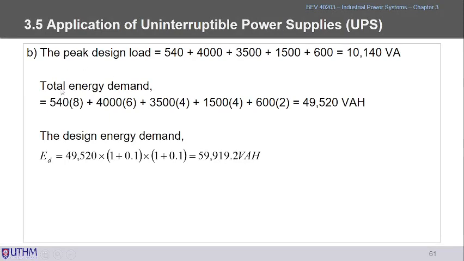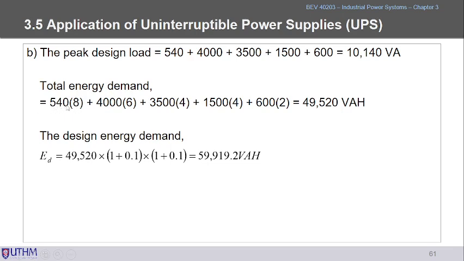Okay, after that, we need to have the peak design load. This is what we calculated just now: 540, 4,000, 3,005, 1,005, 600. Then the total is 10,140 VA. And for the total energy demands, you must multiply with the autonomy hours.